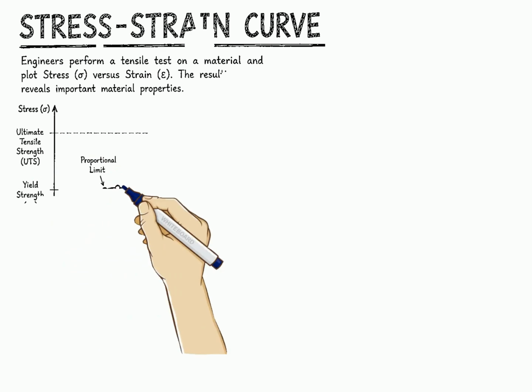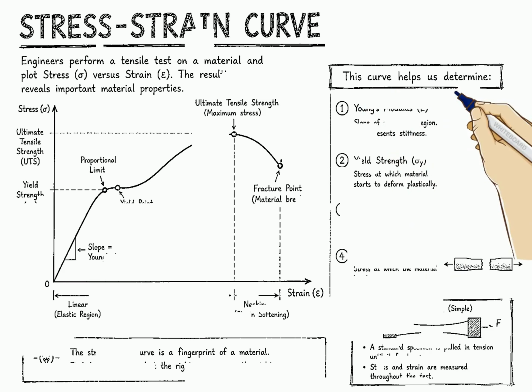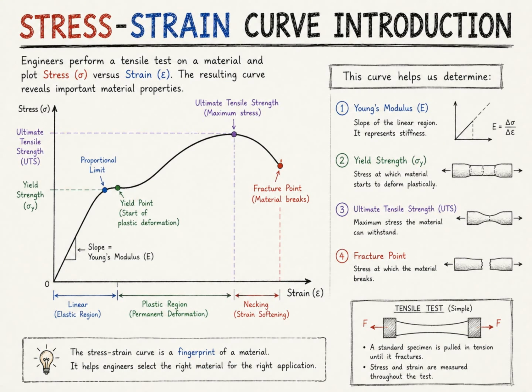The stress-strain curve is one of the most important characterization tools in engineering. Generated from a tensile test, it reveals elastic behavior, yielding, strain hardening, ultimate strength, and fracture. From this single curve, engineers obtain material properties required for design, simulation, finite element analysis, and failure prediction.